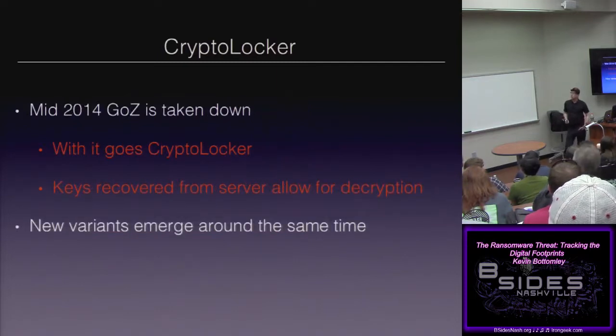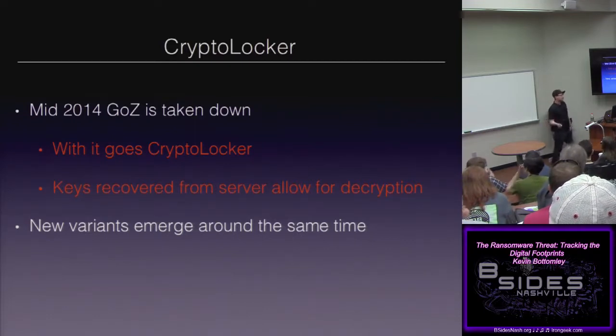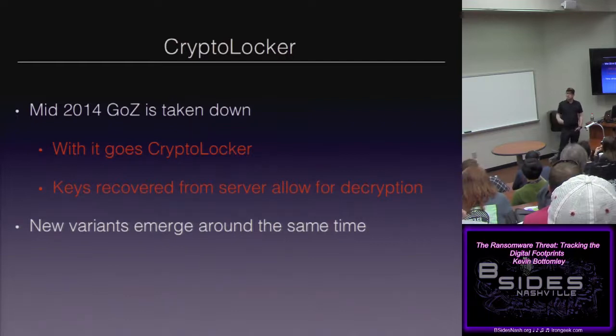Anyway, in mid-2014, about June of that year, the Game Over Zeus botnet was taken down. Basically, that took down CryptoLocker with it, and it also allowed the decryption keys to be surfaced by the FBI, whoever took it down. So it allowed anyone that was still encrypted with CryptoLocker to essentially decrypt all of their files. Right around the exact same time that CryptoLocker went down, we started to see new variants emerging.